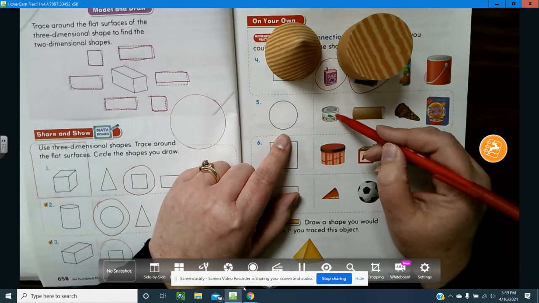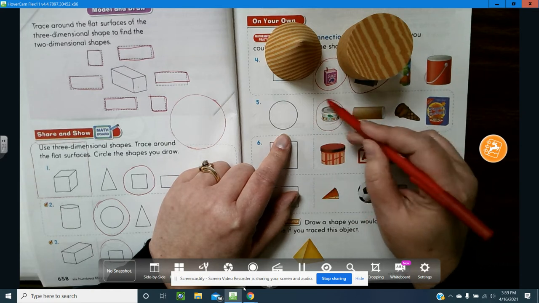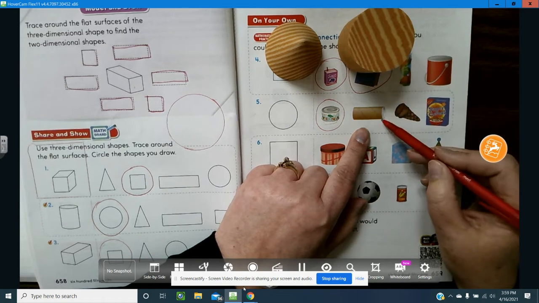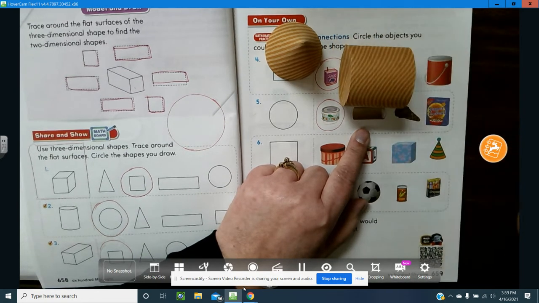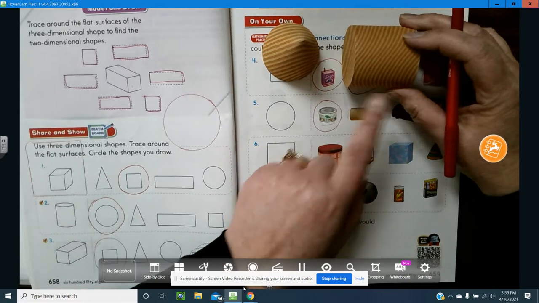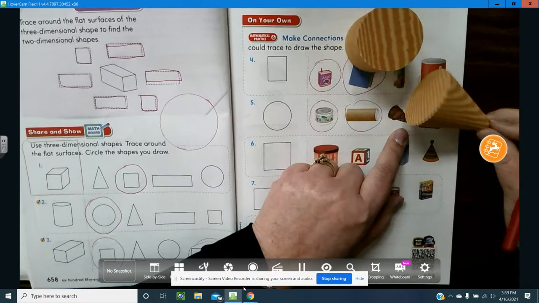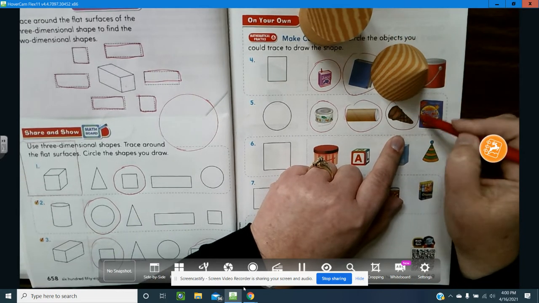So this can has two circles on the top and bottom. That's a cylinder. This tube has two circles, just like that. There's a circle on each end. This ice cream cone, if we stand it up, it makes a circle.